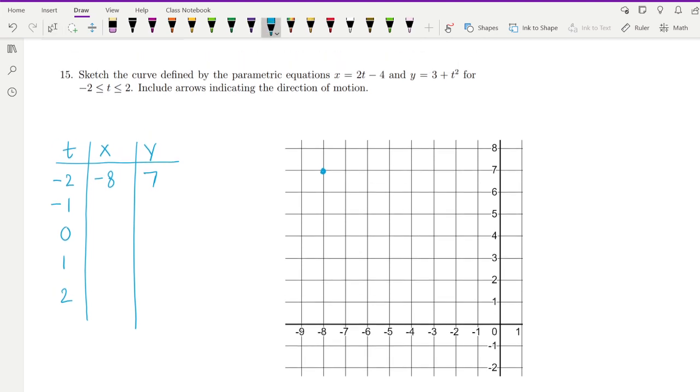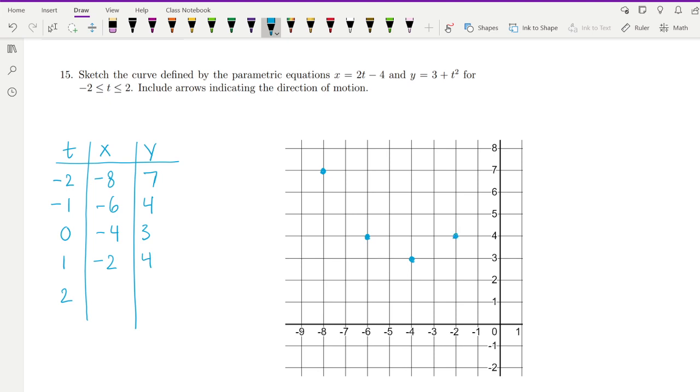Okay, similarly here, we now have plugging in t is equal to negative 1. So that's negative 2 minus 4, so that's negative 6. And then plug it into this one, and we get 3 plus 1, which is 4. And so now we have the point negative 6, 4. Okay, now plugging in 0, we have 2t minus 4, that's negative 4. Plugging in 0 to the second one, we get 3. So now we have the point negative 4, 3. Then we plug in 1, we have 2 minus 4, so that's negative 2. And then we plug it into the other one, we get 4, so we have negative 2, 4.